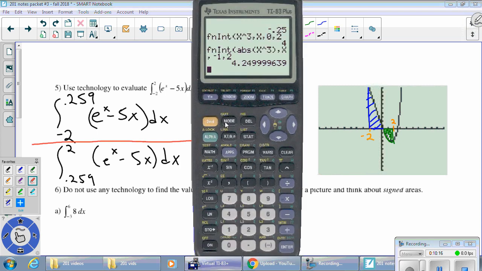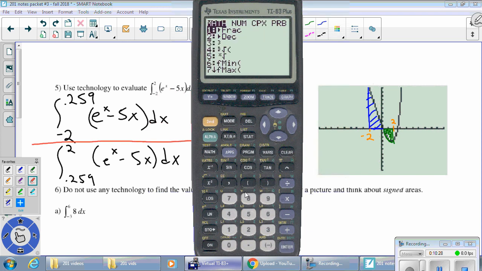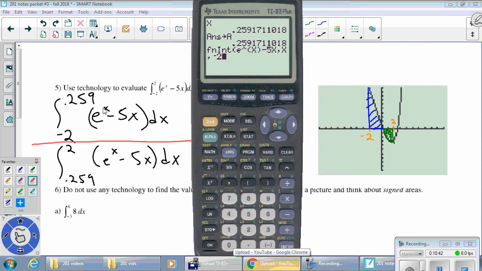Okay, so again, I like to do my integrals out here. By the way, the calculator knows right now that x is this 0.259, so I'm going to store this as a, just so I don't have to retype it a couple of times. Okay, so we'll do math 9. The function is here, e to the x minus 5x, comma x, comma, so this top one is from -2 up until a, so comma alpha a.